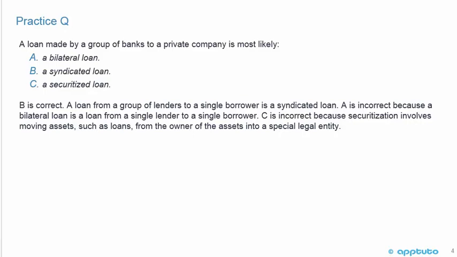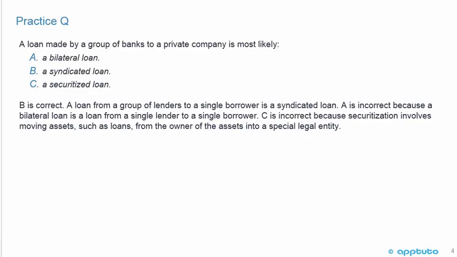So B is correct. A loan from a group of lenders to a single borrower is the syndicated loan. A is incorrect because a bilateral loan is a loan from a single lender to a single borrower. And C is incorrect because securitization involves moving assets such as loans from the owner of the assets into a special legal entity.